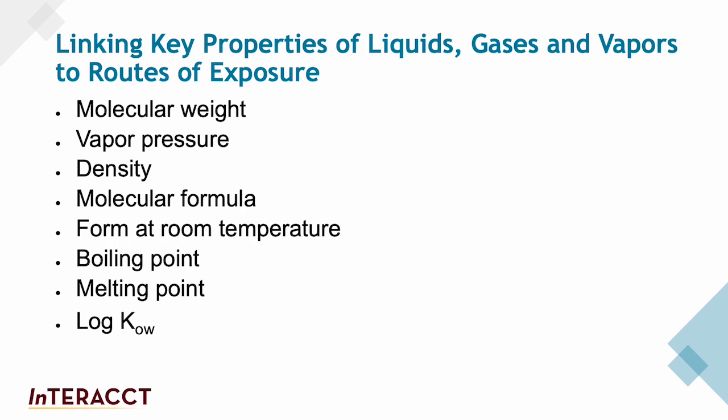Key properties, such as the properties listed here, molecular weight, vapor pressure, density, molecular formula, the physical form at room temperature, boiling and melting points, and log KOW, can inform us about how specific liquids, gases, and vapors will behave and how these behaviors relate to the routes of exposure.